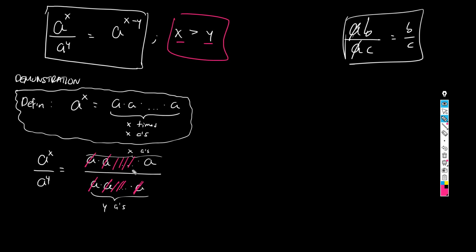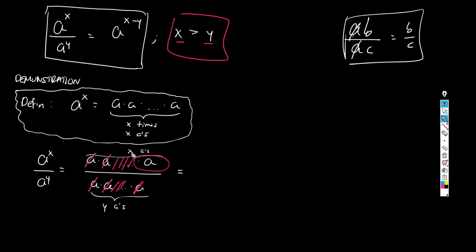So what am I going to be ending up with, guys? I'm going to have a certain number of a's that will remain untouched in this part. They're going to remain alive, so to speak, without being canceled. Now, how many a's are going to remain alive? Well, how many a's have I canceled throughout this process on the numerator? As many a's as I have in the denominator, right? I have canceled y a's from the numerator.